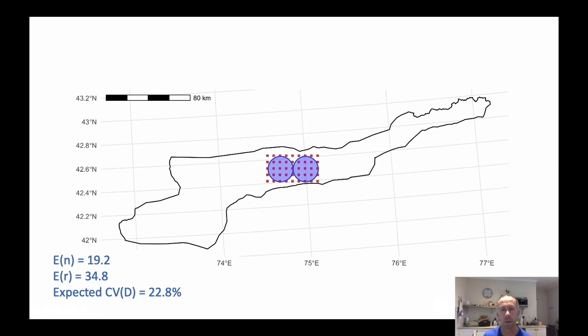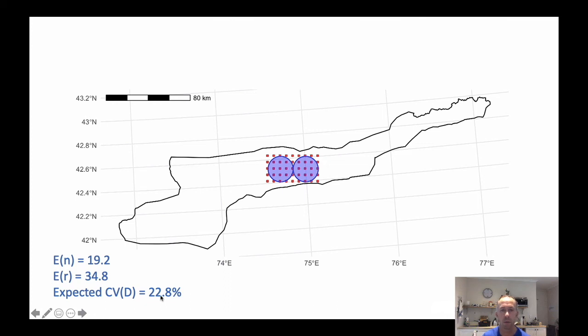This is a design that we looked at in one of the previous videos. We said it was pretty good, and it's definitely much better than the two designs that we started out this video with. It's expected to return 19.2 unique animals and close to 35 recaptures, and that gives an expected CV of density estimates of around 23%.